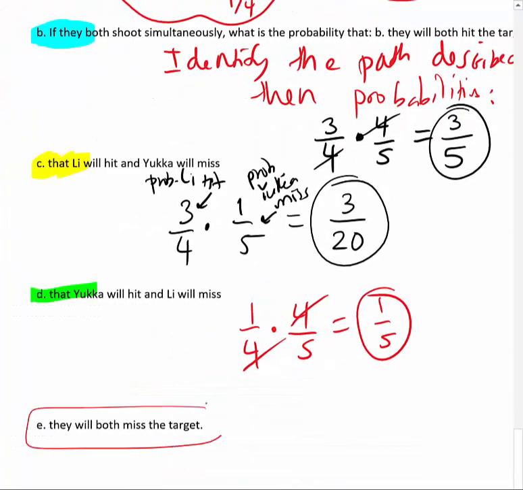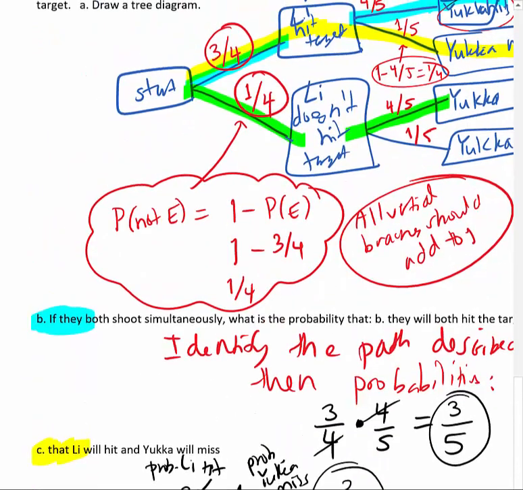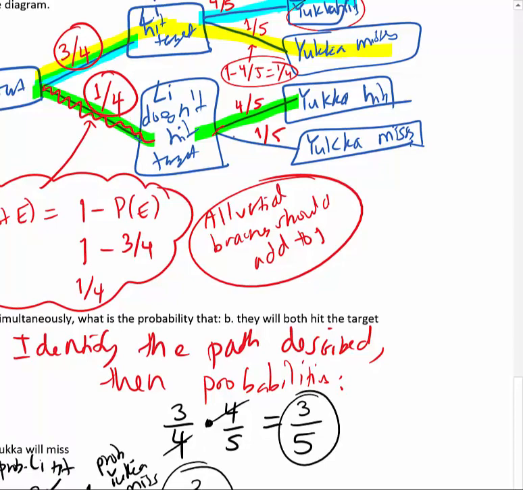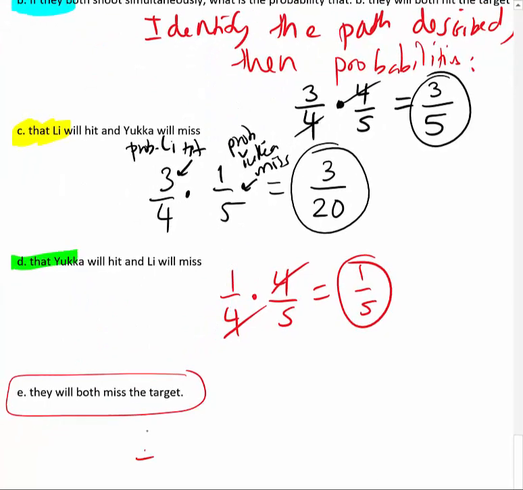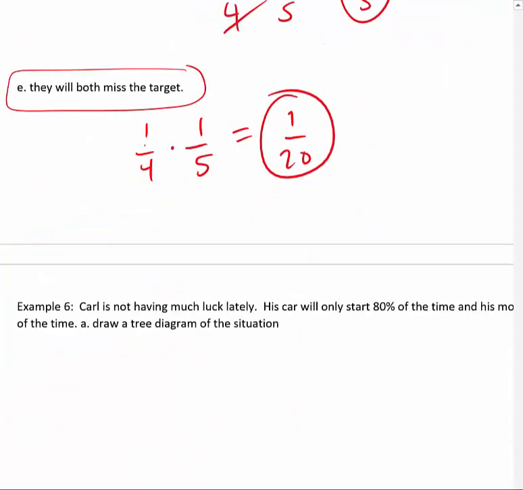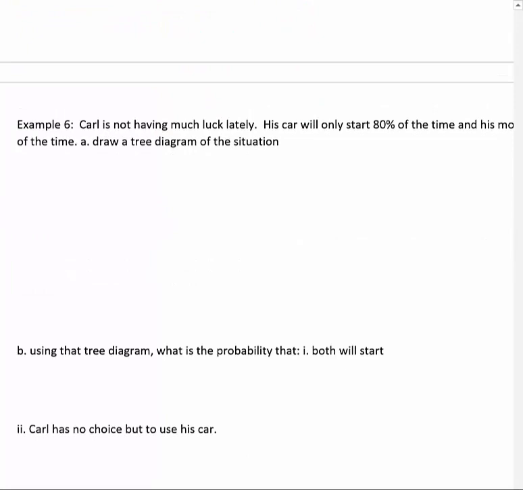They will both miss. I think that's the only path we haven't looked at yet, right? Let's see, Lee misses, that would be going down this path. And then Yuka misses, that would be going down this path. The two probabilities we hit were 1/4 and 1/5. I'll multiply those guys together to get 1/20. There's not much of a probability of them both missing, huh? One of them's probably bound to hit it. Alright, that's almost done here.